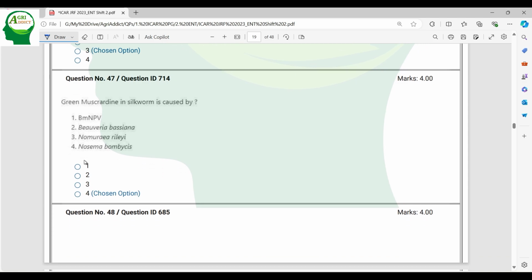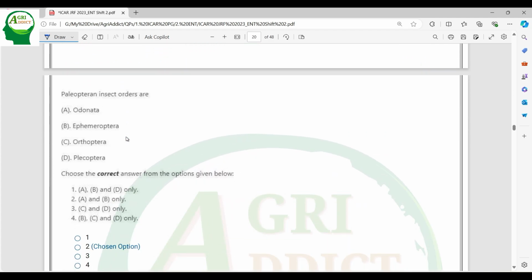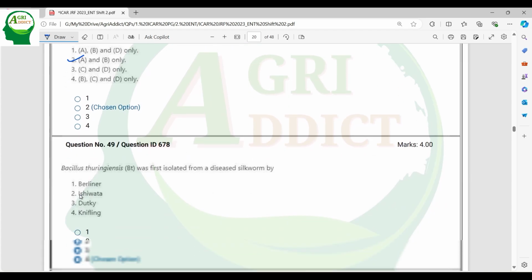So here statement 1 is correct and 2 is incorrect. Green muscardine disease in silkworm is caused by Nomuraea rileyi. The Palaeopteran insect orders are, you know that Palaeopterans are Odonata and Ephemeroptera. Both have the wing flexing mechanism absent. Okay, so A and B, that is 2, is the correct answer.